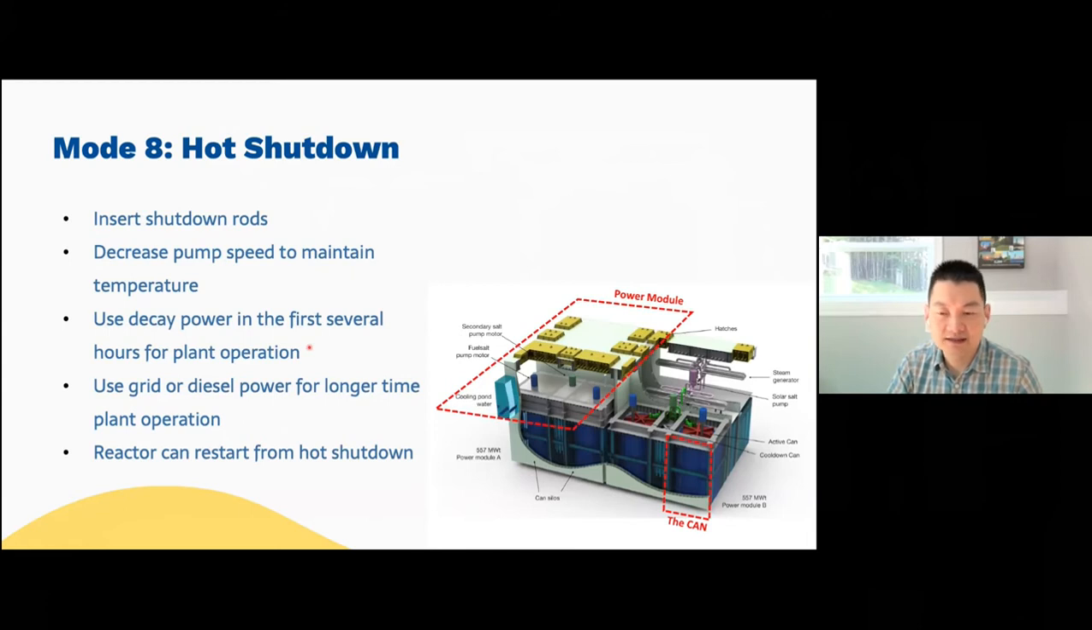But after that, the decay power will be very low, and it won't generate enough power and steam to power the plant itself. In that case, we have to take power from the outside world. If it's not available, then we have to use diesel power for long-term operation in this mode. So as you can see, even though it's shut down, the plant is not intended to be in this mode for a very long time. And of course, the reactor can restart from the hot shutdown.